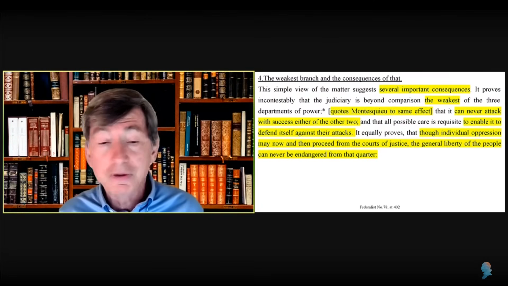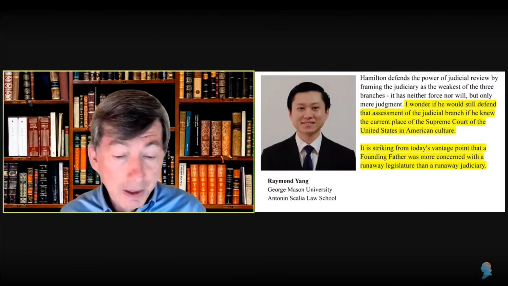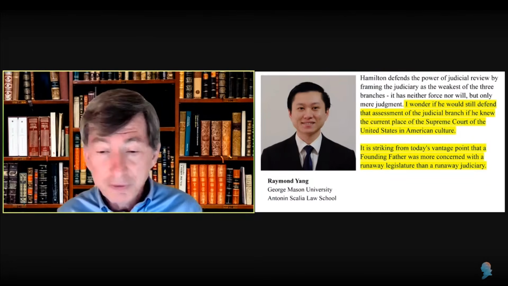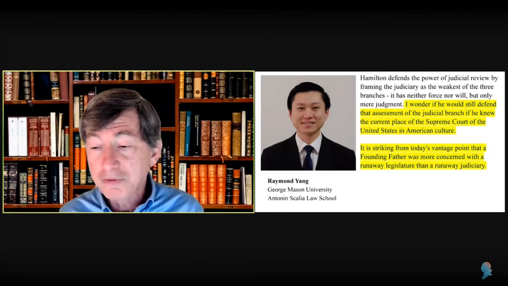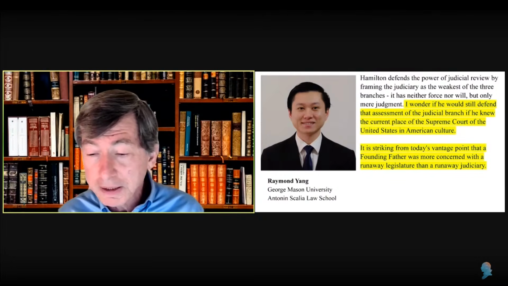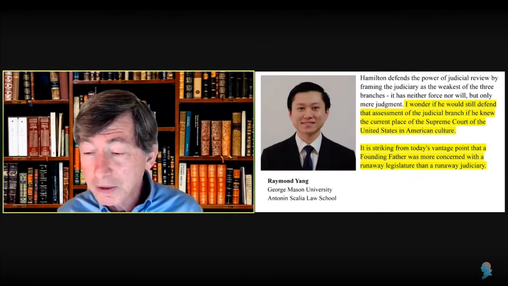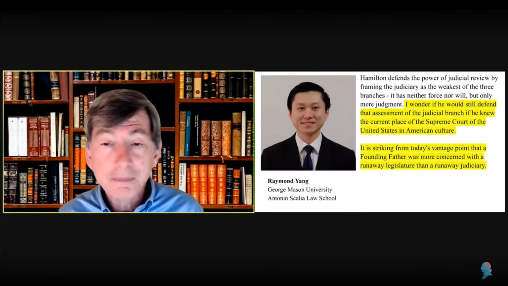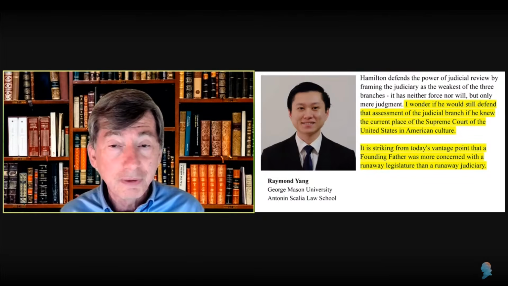Now, here we have a question, and again, as predicted, there's going to be an objection to this. So, Raymond objects. I wonder if he would still defend the assessment of the judicial branch if he knew the current place of the Supreme Court of the United States in American culture. It is striking from today's vantage point that a founding father was more concerned with a runaway legislature than a runaway judiciary. Well, they certainly were, and why weren't they concerned as much about the runaway judiciary?